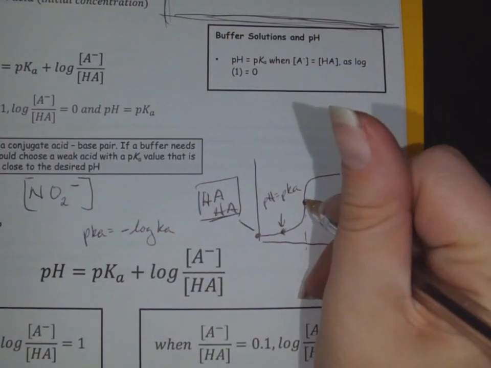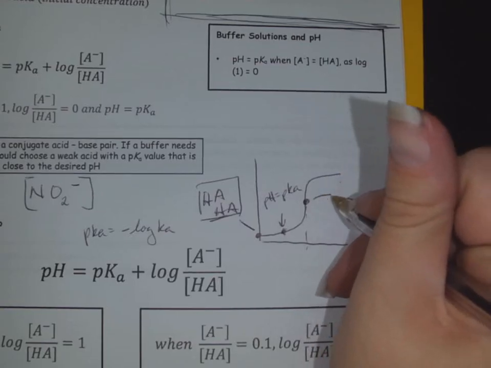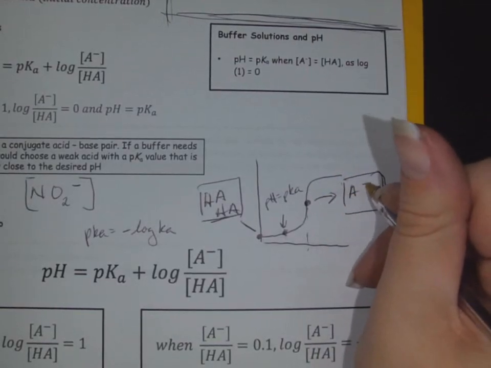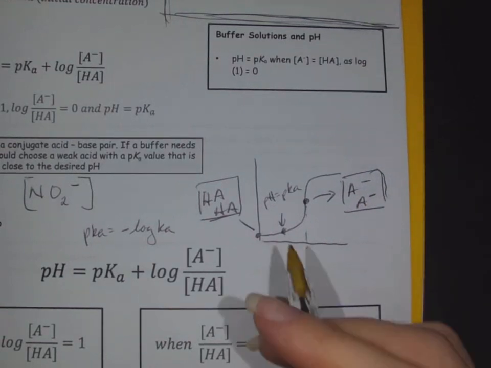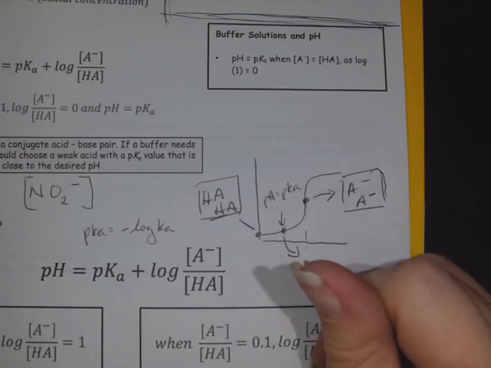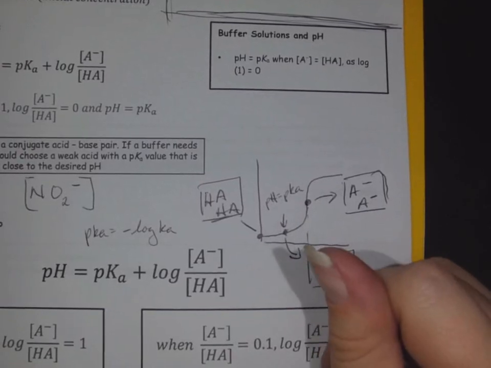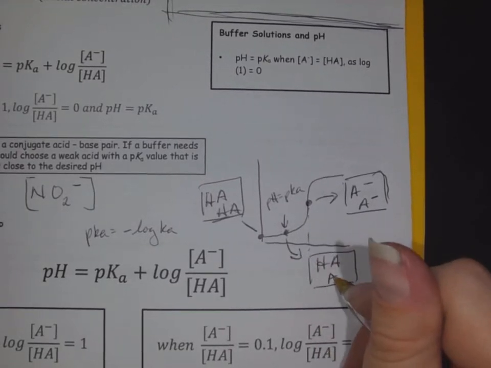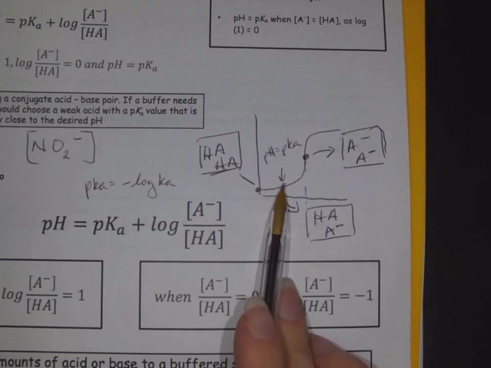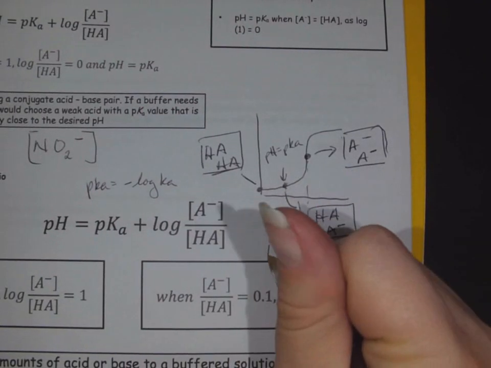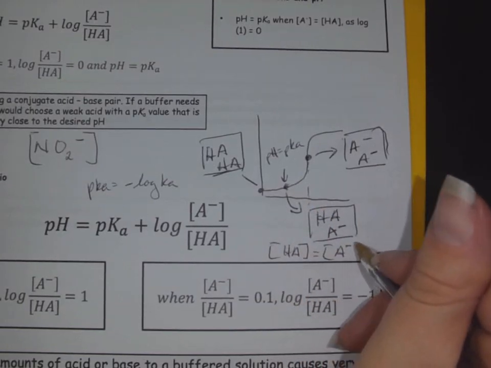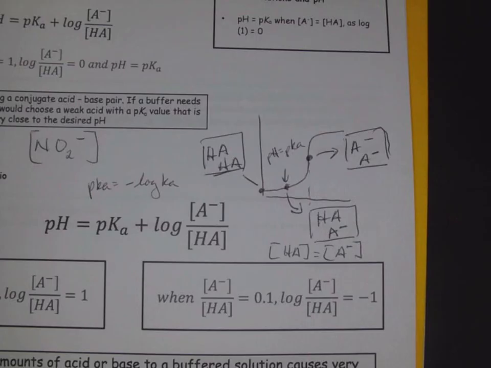At the equivalence point, all of the acid has become the conjugate base. So this would be my conjugate base. But at the half equivalence point, half of the acid has become the conjugate base. So only at the half equivalence does the concentration of the acid equal the concentration of its conjugate base.